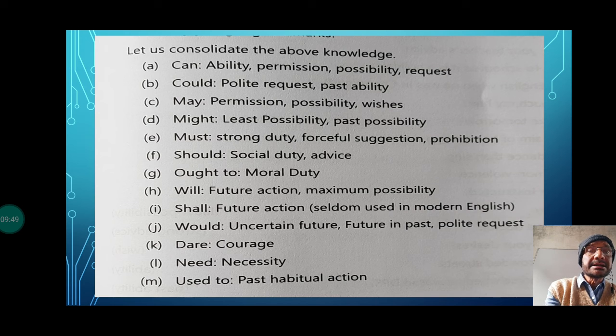Would is uncertain future, past in future, or a polite request. Would you pass the water, please? So, it's a polite request. Dare: don't you dare pick up the phone. That is showing courage. Need is of necessity, we just discussed it, and used to is about past habitual action.